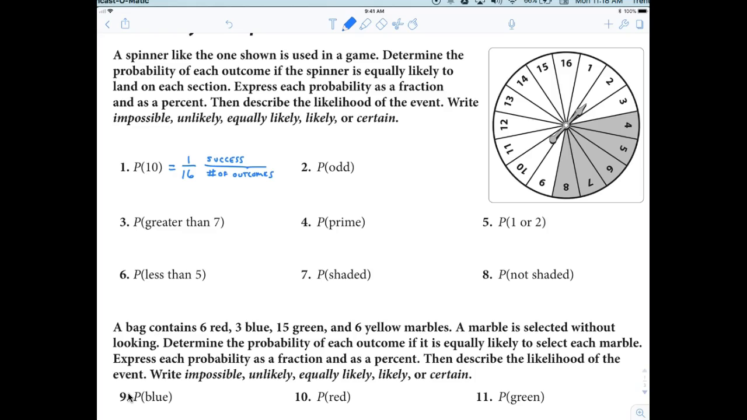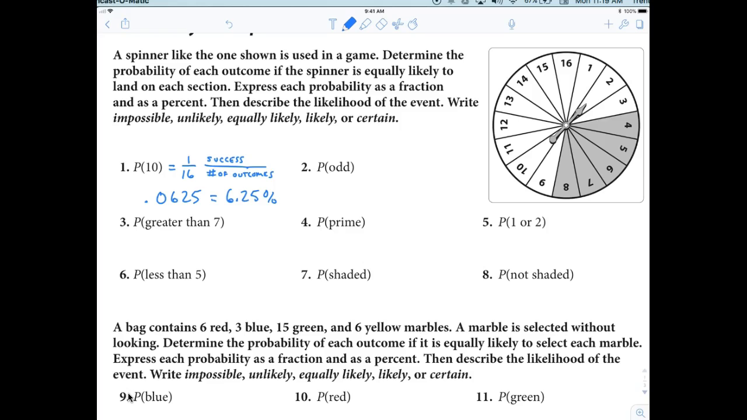Now, if I ask you to write that as a percent, you should just take 1 and divide it by 16. If you have your calculator, somebody take 1 and divide it by 16 for me. And what's 1 divided by 16? Point what? Is that right? All right, now that percent would be 6.25%. Everybody okay with that? So you have a 6.25% chance of throwing or spinning a 10. Anybody have any issues with that?